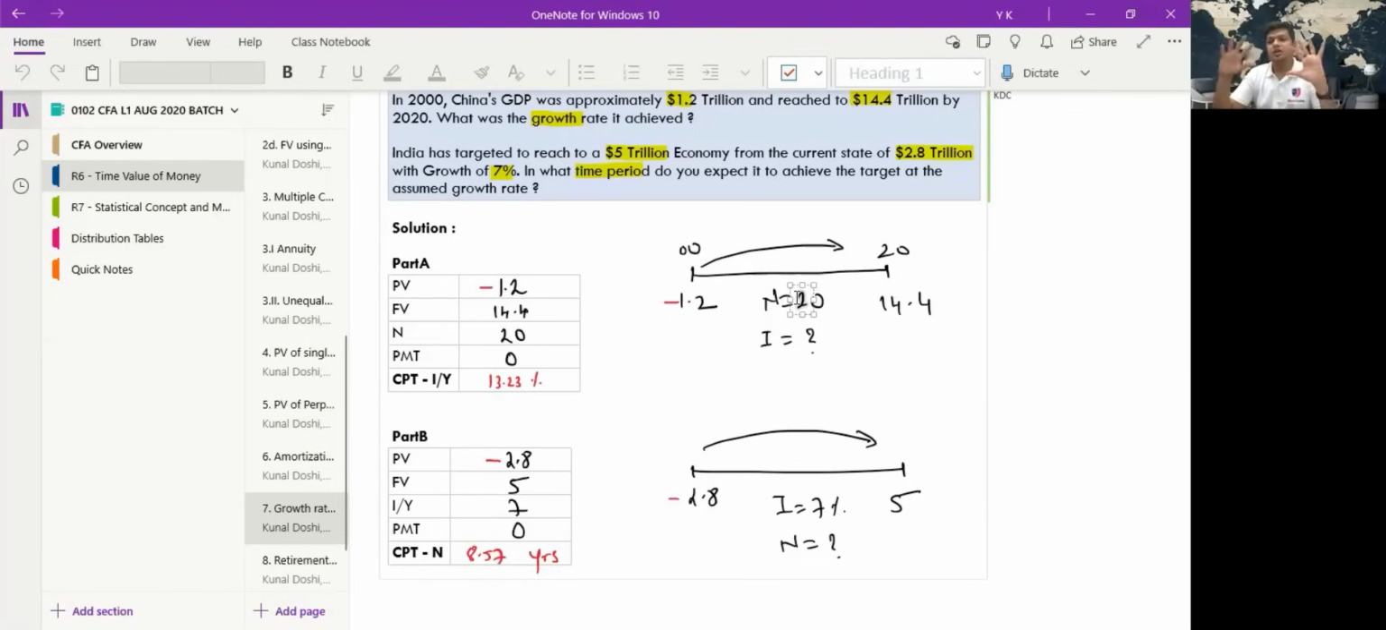Now, this is where you can put any story in the time value function and get the answer. Clear? But remember, the PV and FV both cannot have the same sign, right? Any questions here? How do I get the answer? 2.8 negative, you put as PV, 5 as FV, 7 as I/Y, 0 as PMT, and CPT N. Remember N is number of years here, so you'll get 8.57 years. Anyone, any questions?